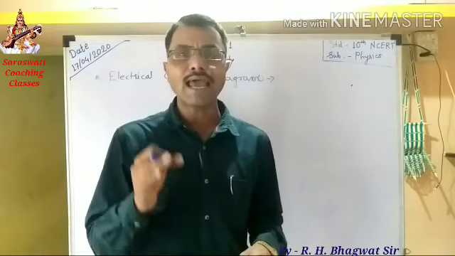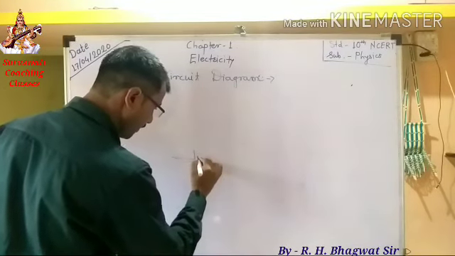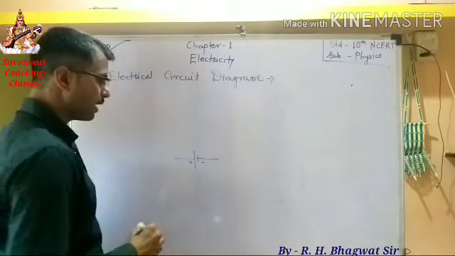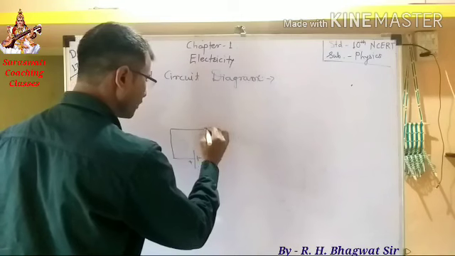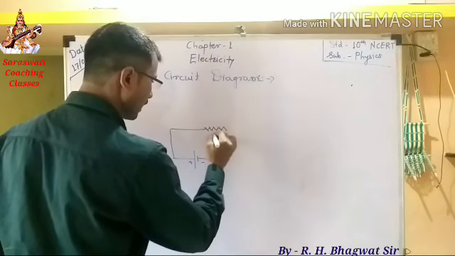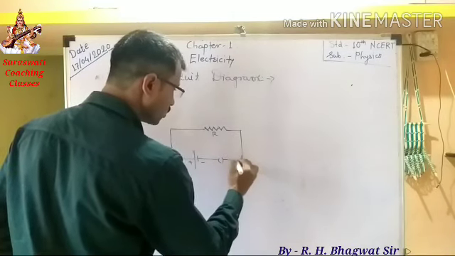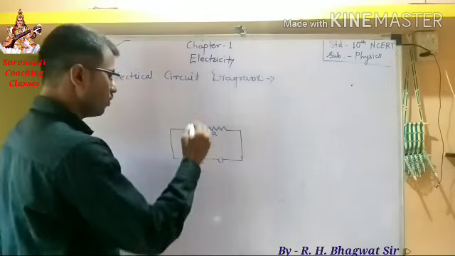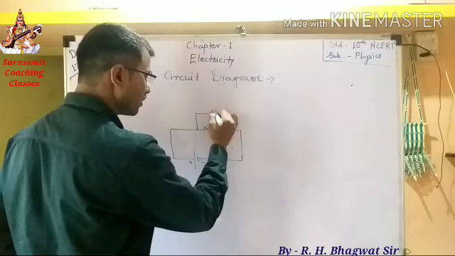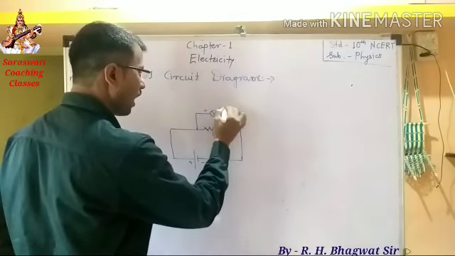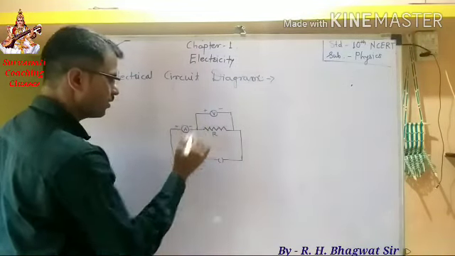For example, let's consider a simple electrical circuit having a battery, with a positive terminal and a negative terminal, which is connected across a resistor, denoted by capital R, and a plug key which is used to open or close the circuit. Now the voltmeter is connected in parallel across this resistor, and the ammeter is connected in series with the resistance.